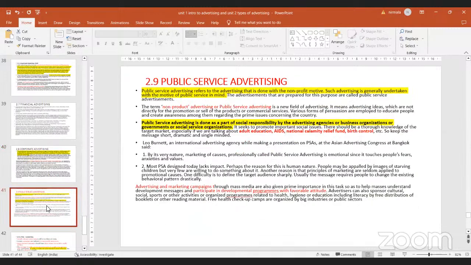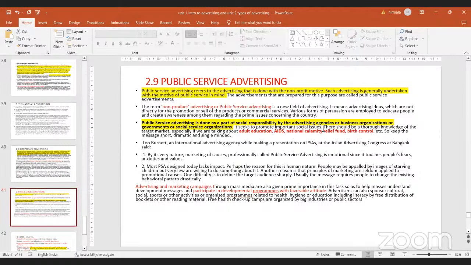When it comes to public service advertising, just now we spoke about social advertising. So public service advertising is also social advertising, which is done as part of the social responsibility by advertising agencies or business organizations, or even the government or social service organizations. There are various social issues, maybe to change the perception of people or to make them avoid certain kinds of behavior. Social advertising is done.